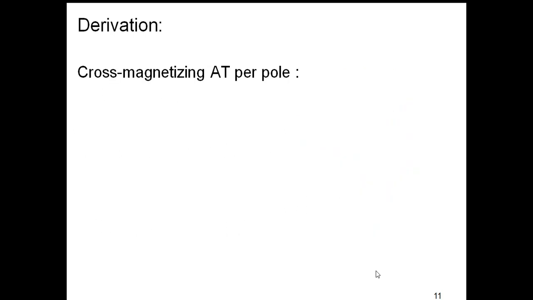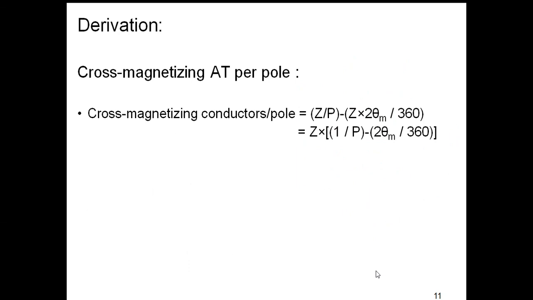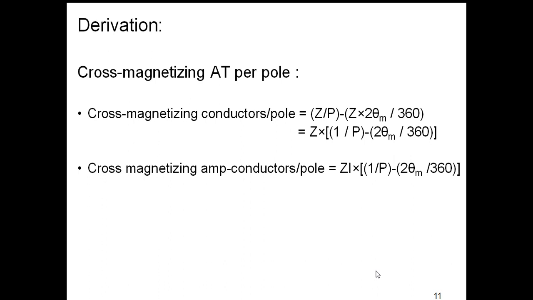So the cross magnetizing ampere turn per pole will be the total conductors minus the demagnetizing conductors per pole. So Z by P minus Z into 2 theta m by 360, which is equal to, taking Z common, Z into 1 by P minus 2 theta m by 360.